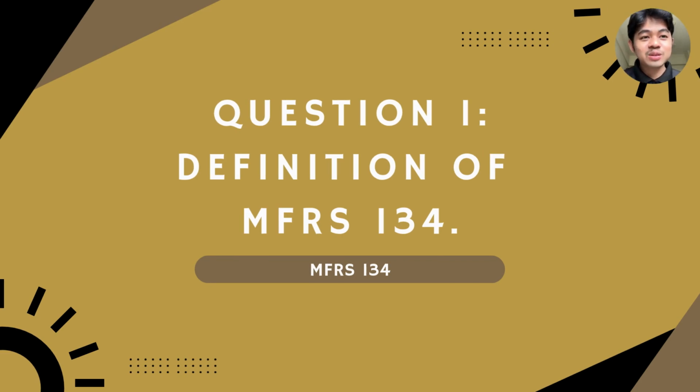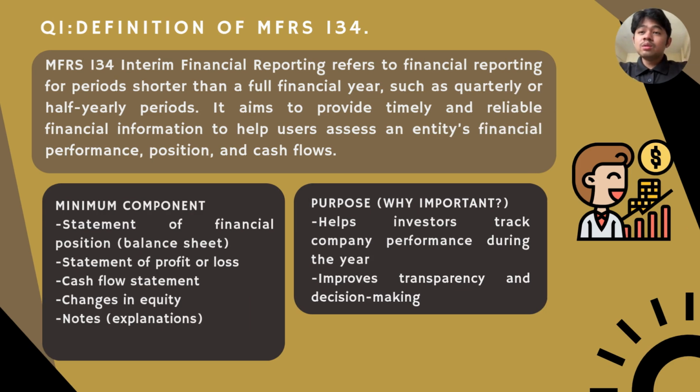So let's start with question 1, definition of MFRS 134. MFRS 134 refers to the preparation and presentation of financial reports for periods shorter than a full financial year, such as quarterly or half-year reports. The main objective is to provide timely, relevant financial information to users. Under this standard, a company must include the minimum components of an interim financial report. This can be presented either as a complete set of financial statements or in condensed form.